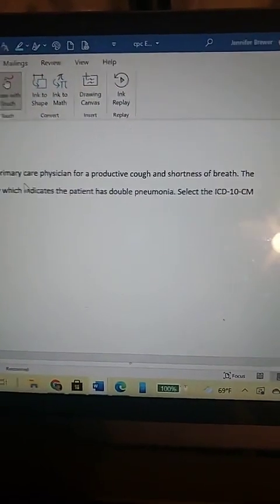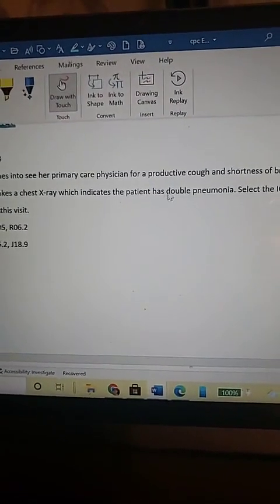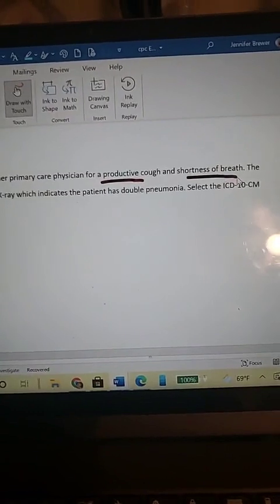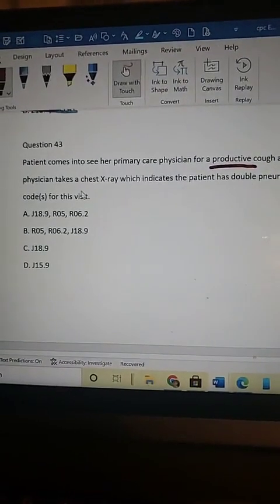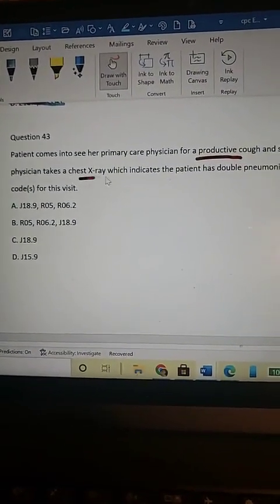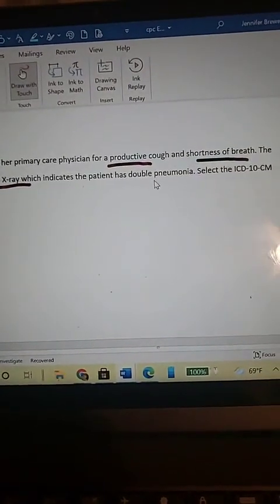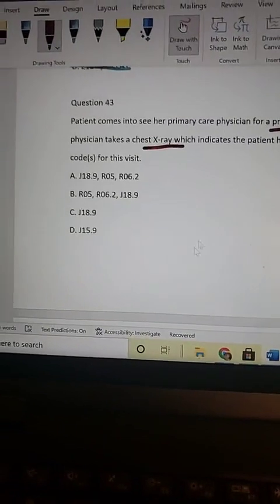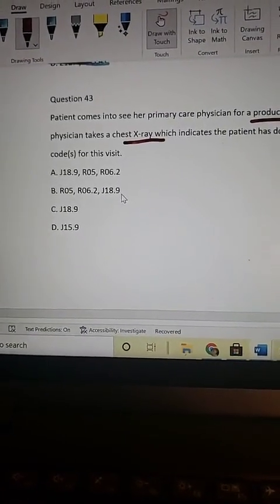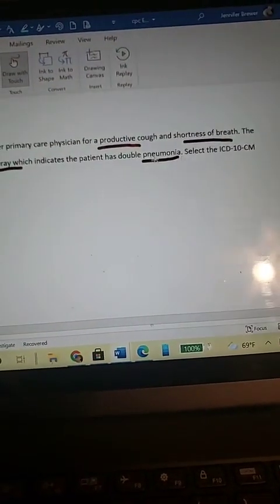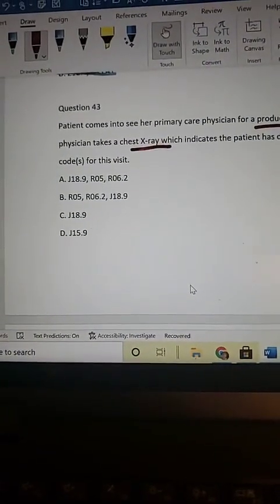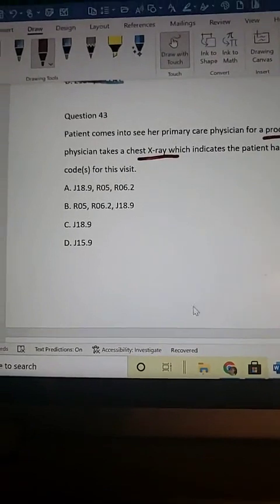So this patient has a productive cough, shortness of breath. Those are all symptoms of an underlying condition, right? And so they did a chest x-ray, which indicates the patient has pneumonia. So, how many diagnoses would she have? Would she have all three? Or would she have just one diagnosis? You need to know your guidelines for this.